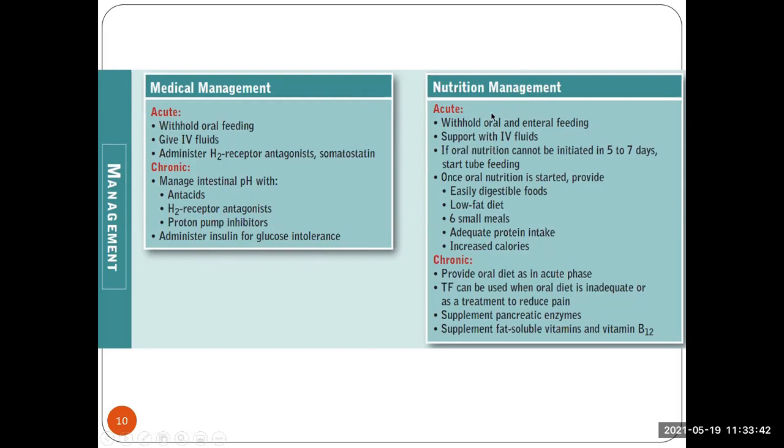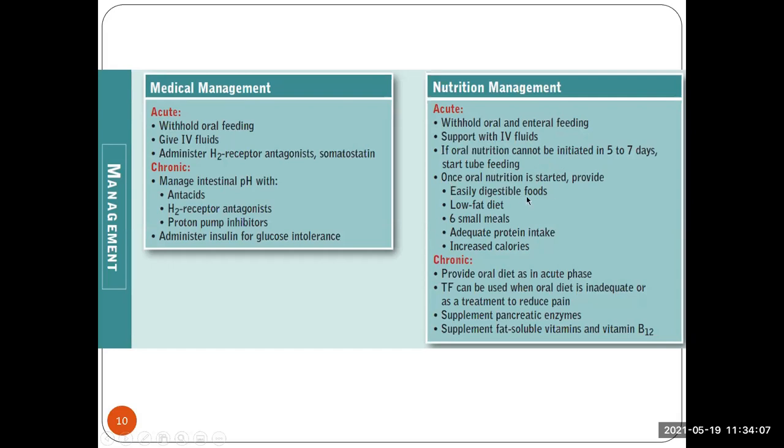Regarding nutrition management, first we will see acute pancreatitis. The same guidelines are there. Withhold oral and enteral feeding, meaning tube feeding, and initiate the intravenous fluids. And if oral nutrition cannot be initiated in 5 to 7 days, start the tube feeding.